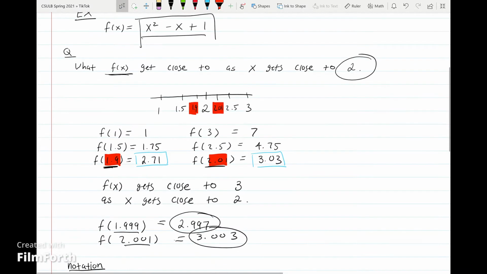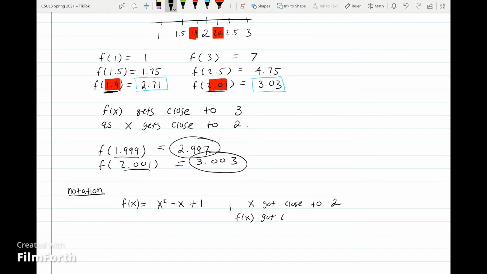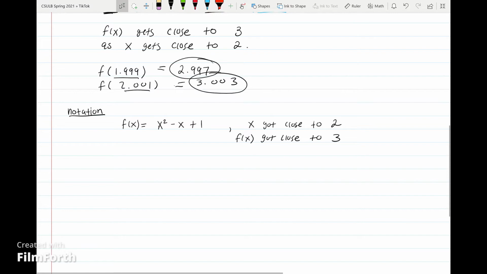So let's do it. Our function was x squared minus x plus 1. And we were getting close to what value? So my f of x was x squared minus x plus 1. What value did we get close to? X got close to 2. And what did f of x get close to? F of x got close to 3. So here's how we put this all together.